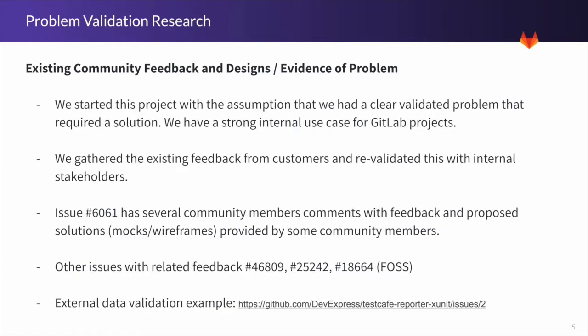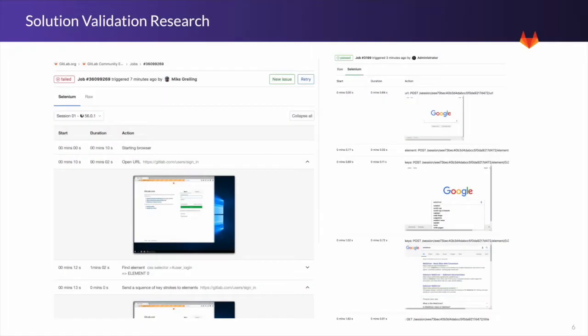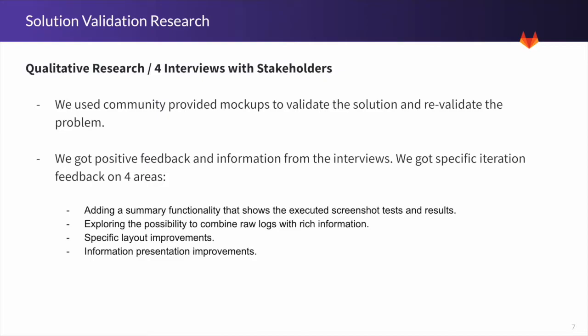So the solution validation research was quite simple. There were a couple of mocks provided by the community, basically doing a little bit of what they wanted already. So we said, okay, we already have something that we can just go and show someone. So we took those mocks provided by the community, and then we did some qualitative research. Because we have such a strong internal stakeholder case for this, we basically had interviews with internal customers. So we showed them these. We went through a very extensive discussion guide to explore the breadth and depth of the problem.